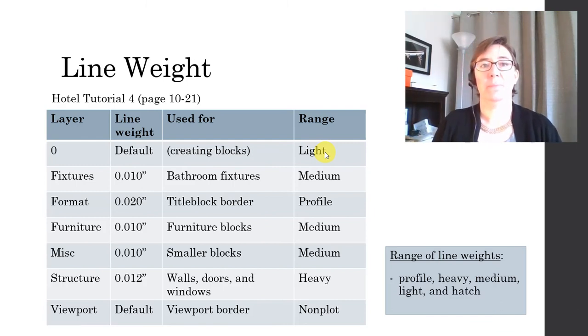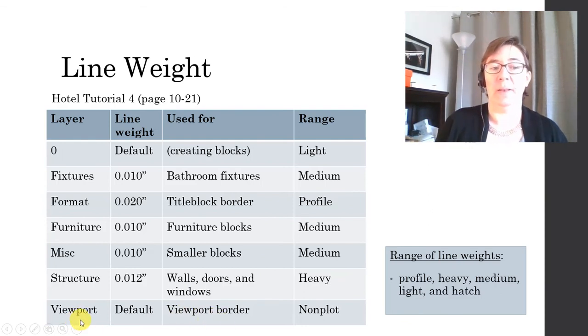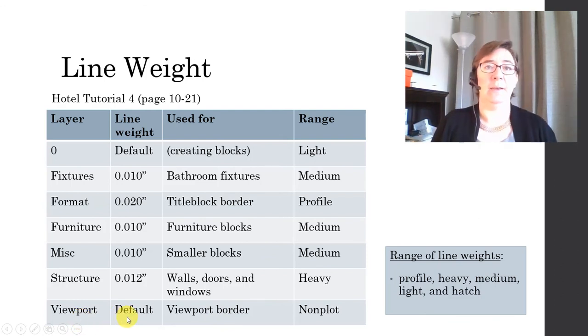Your textbook asks you to put the title block border on a layer they call formats, and it's got a much thicker line weight than the other lines. I would call that a profile line weight. And finally, your viewport border is put on a layer named viewport, and they didn't ask you to assign a line weight to that, so it's at the default.